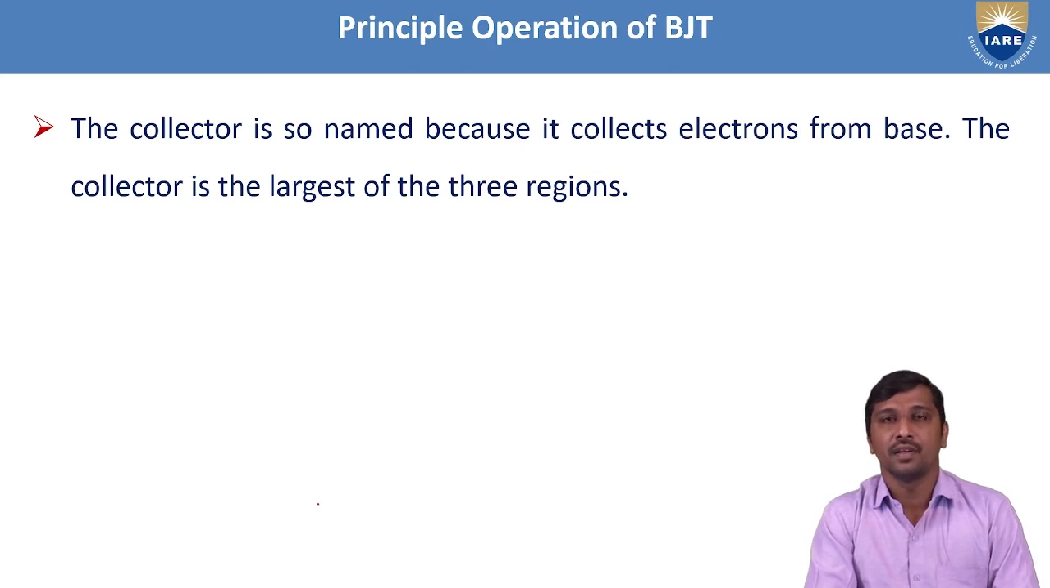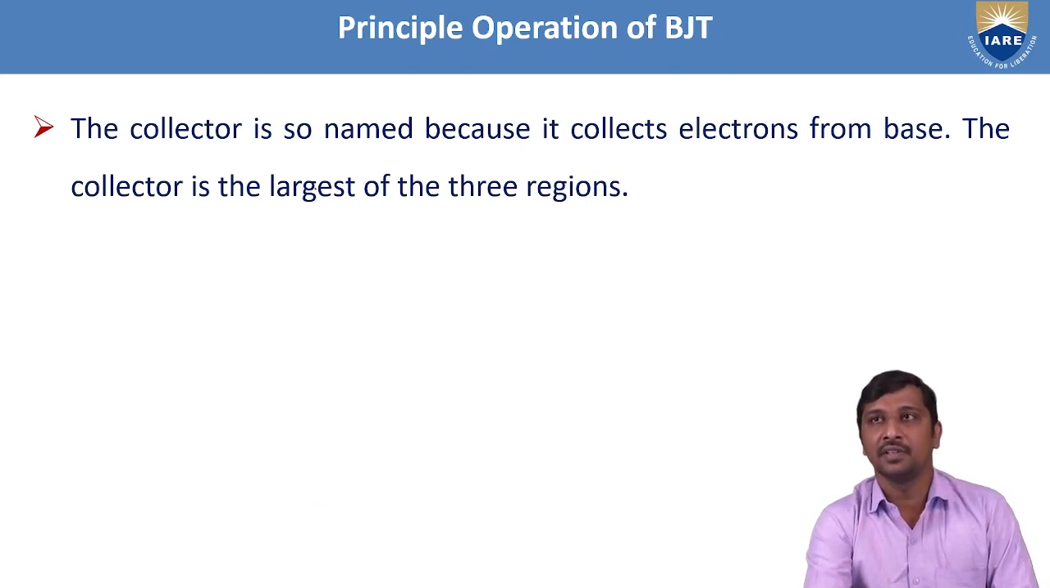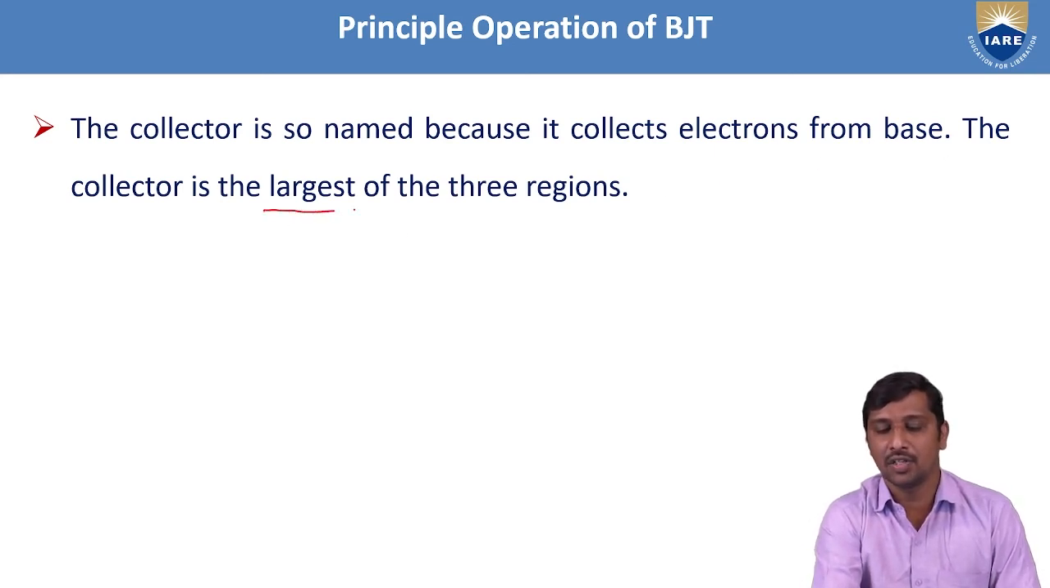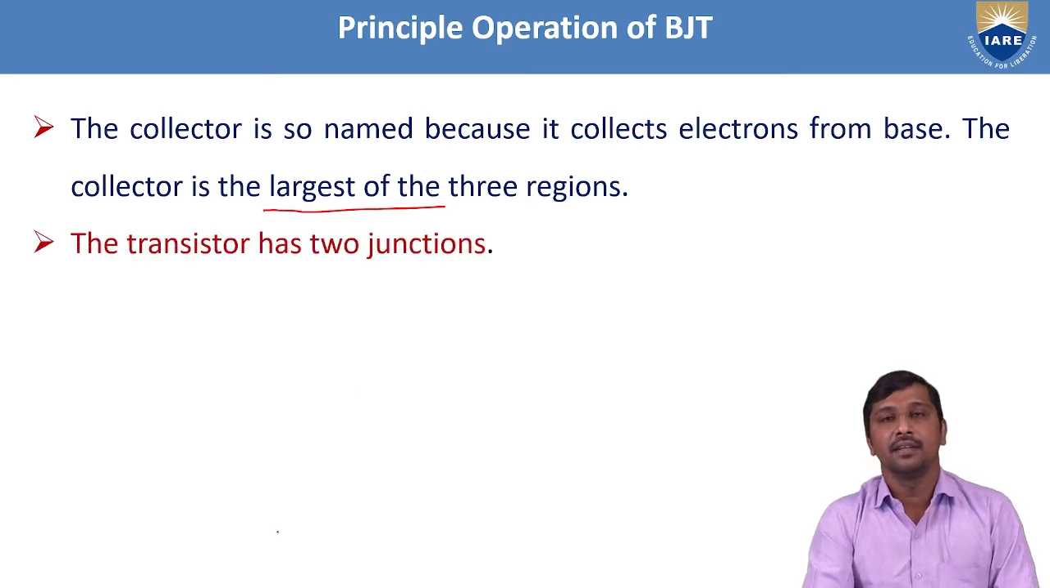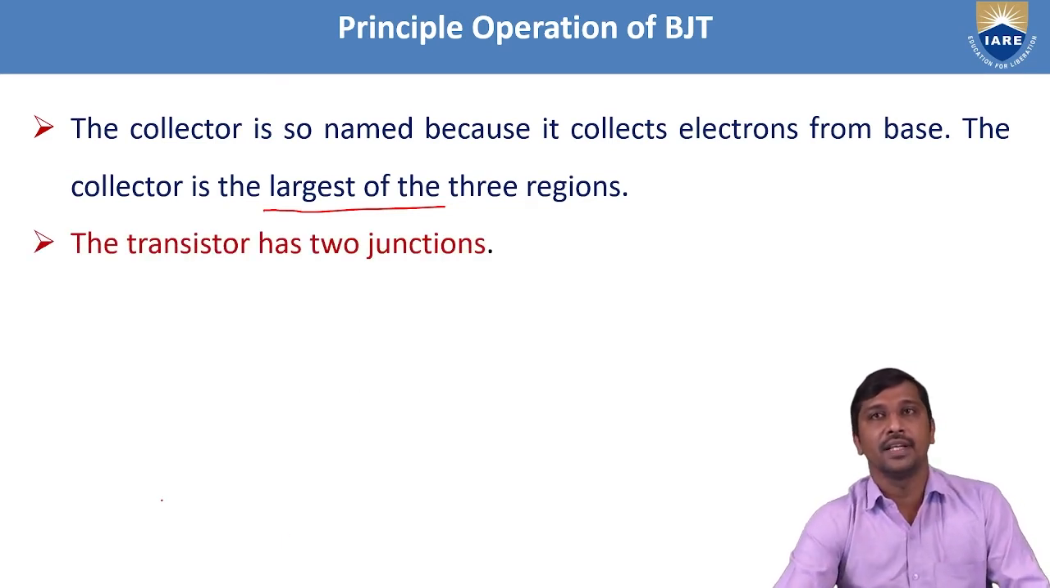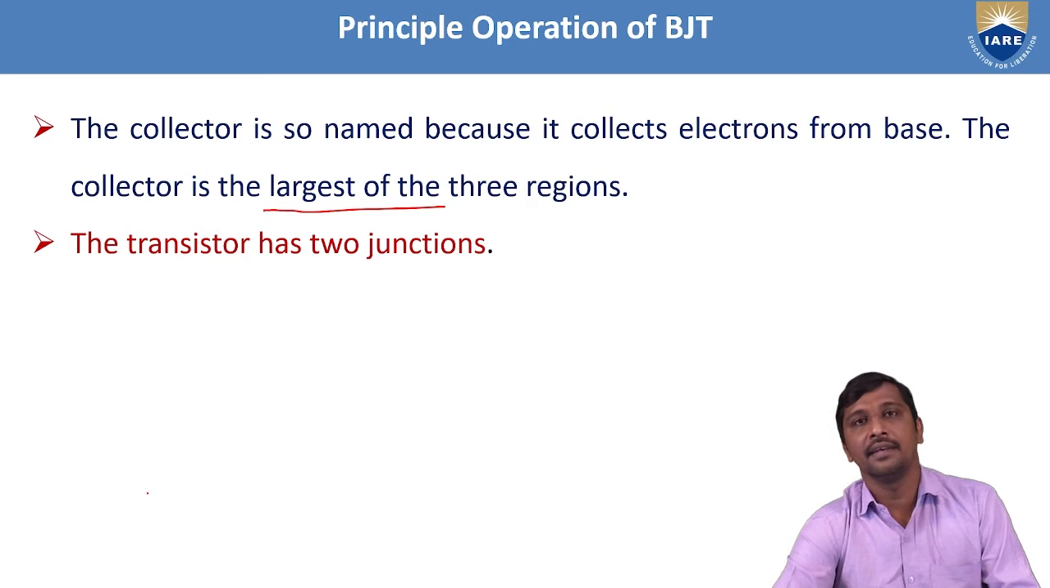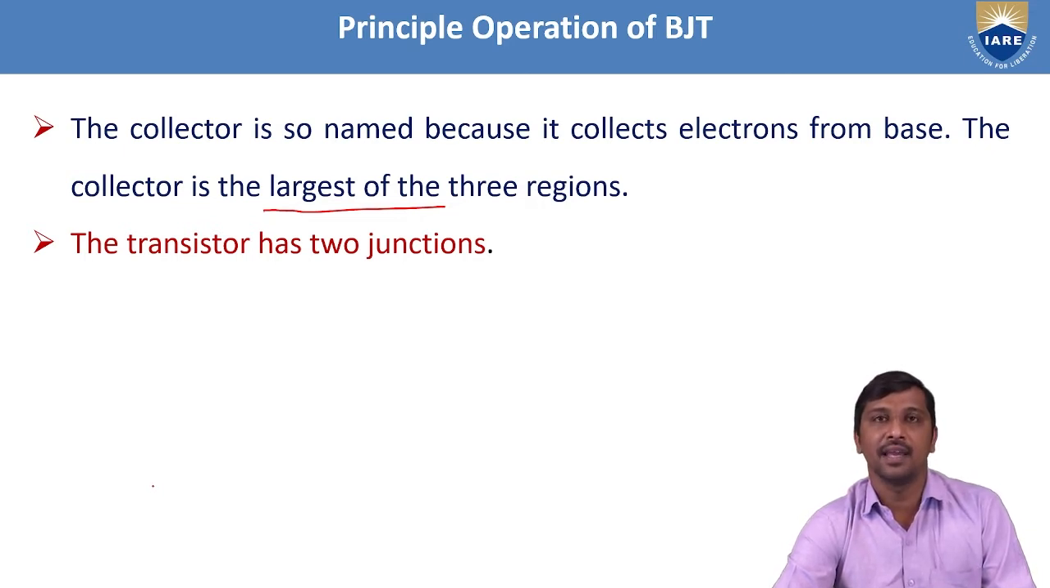So that is the reason we find this one here. Based on all this construction, the collector is the largest of the three regions here. Then, coming to this bipolar junction transistor, it contains two junctions here. Based on these two junctions, it forms the three terminals, that is emitter, base, and collector.